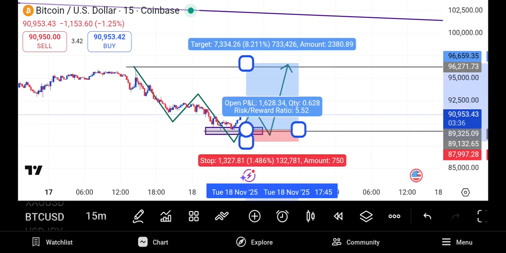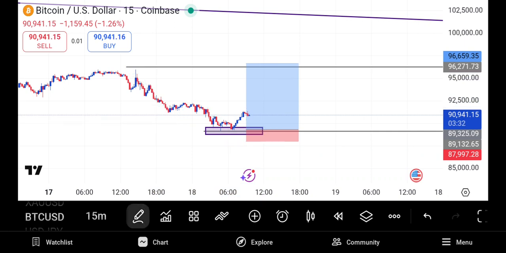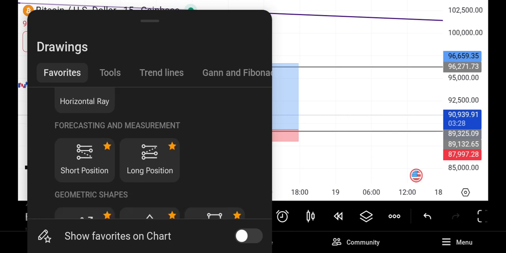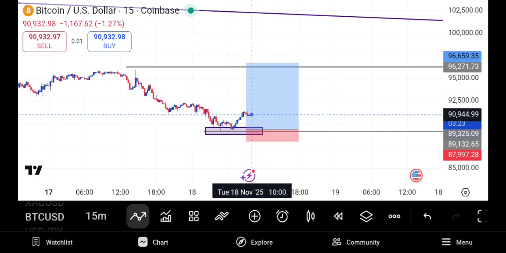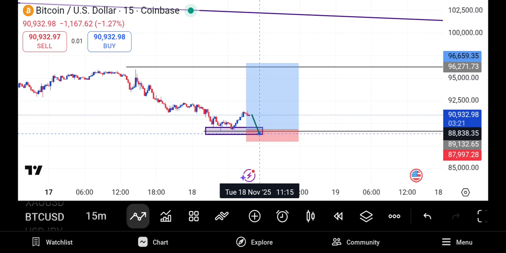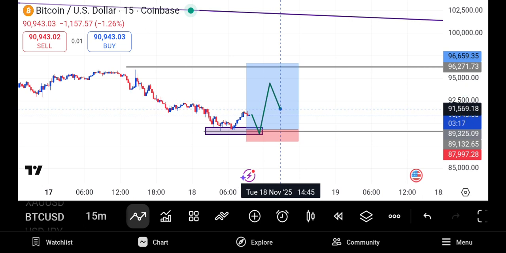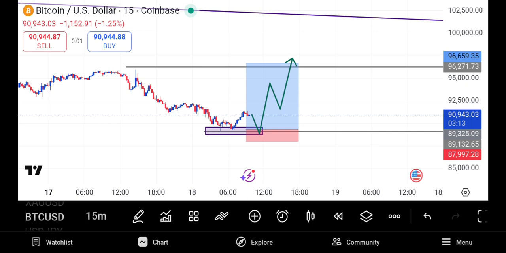So what do we do next? This is how we're gonna execute the trade. Let me remove this. So now what I'm predicting is price might come down to this support, reject, create that bullish move, probably retest, and continue to the upside. So that's what we're looking at.